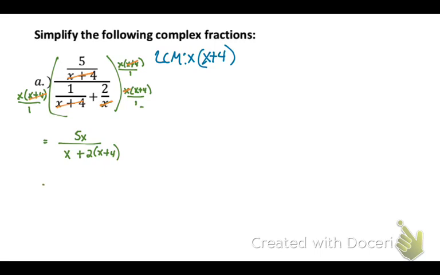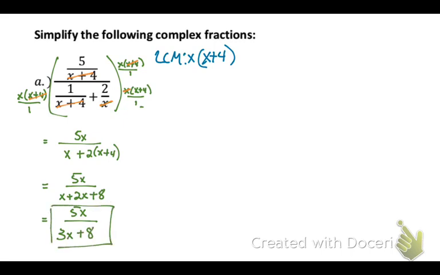Now we're just going to simplify. So what I need to do is in the denominator, I need to distribute my 2. I get 2x plus 8, and then I'm going to combine my x's. Finally, I look and see if I can simplify. There's nothing I can divide my numerator and denominator by. So that is my fraction in simplified form. So that's the method for how to simplify a complex fraction.